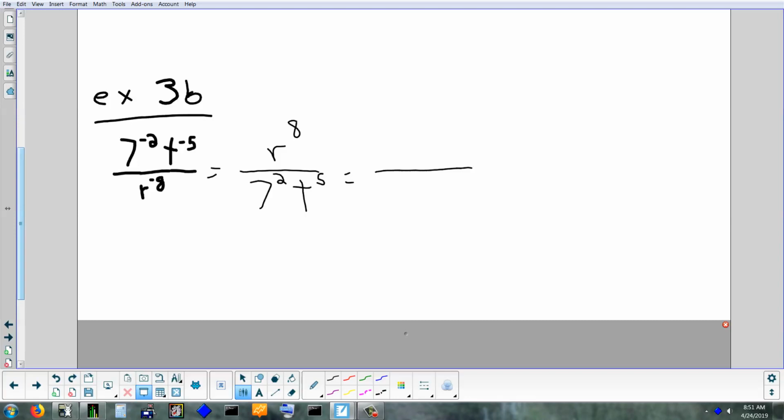49 stays on the bottom. Once I've done this, nothing moves again. 49, T5, R8. Same base, same level? No, right? I got an R, I got a T. Different bases, different levels. I have an R, I have a T. They're not the same. Last step, reduce. I only have one number, I got a 49. Nothing I can reduce it by. This is my final answer. So that one had two steps. I had to move the negative exponents, and I had to simplify the whole number with the exponent attached.